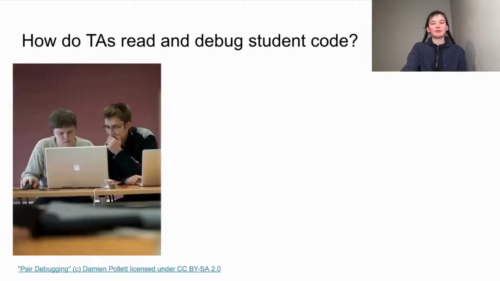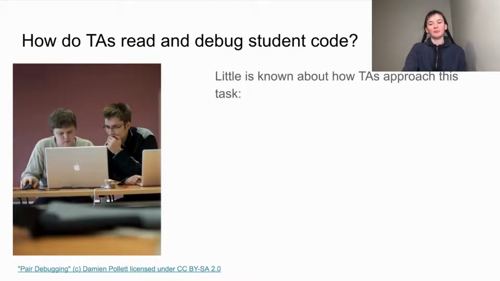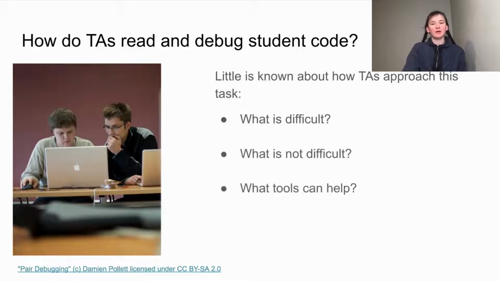But how do TAs go about gaining this understanding? How do they go about reading and debugging student code? Little is known about this. So in particular, what is difficult for TAs, what is not difficult, and what tools might be able to help them?